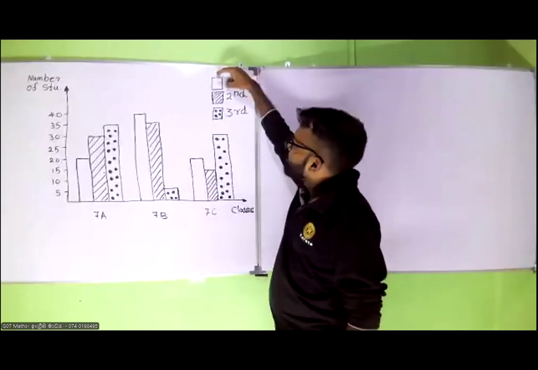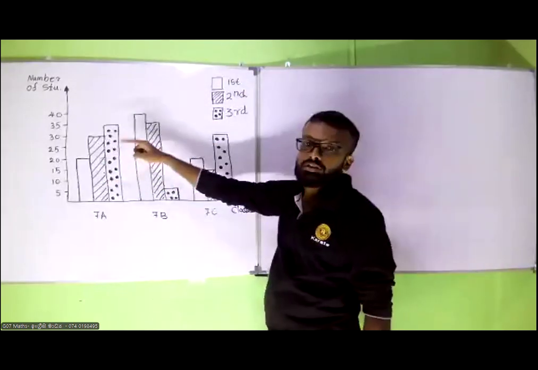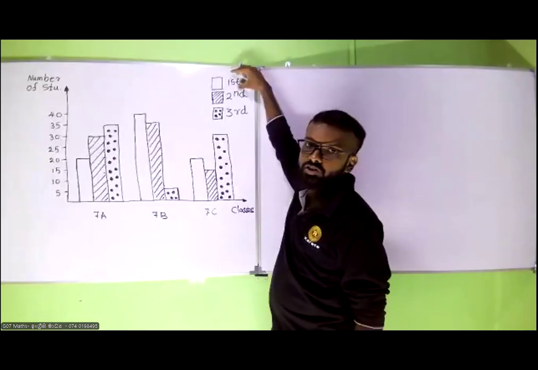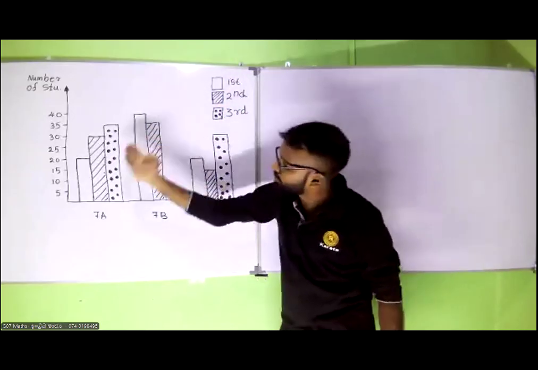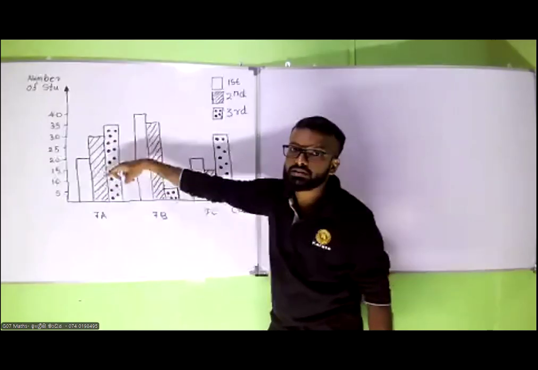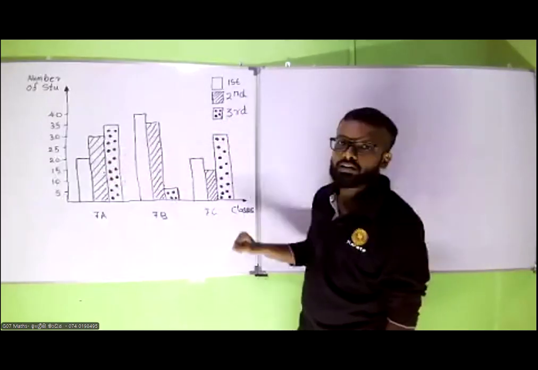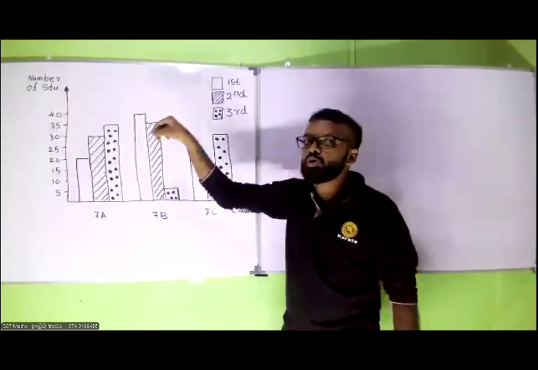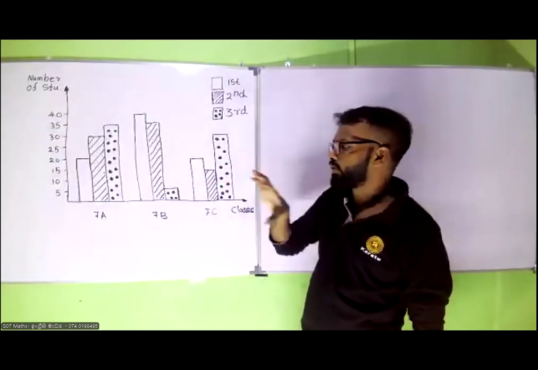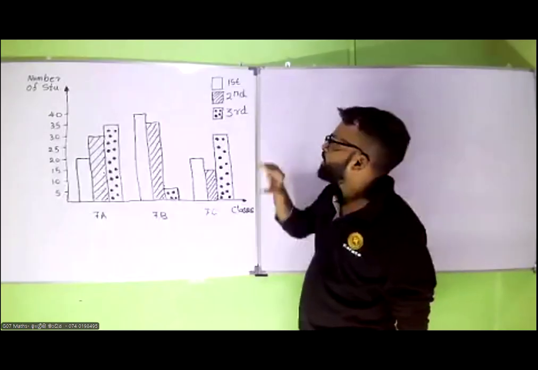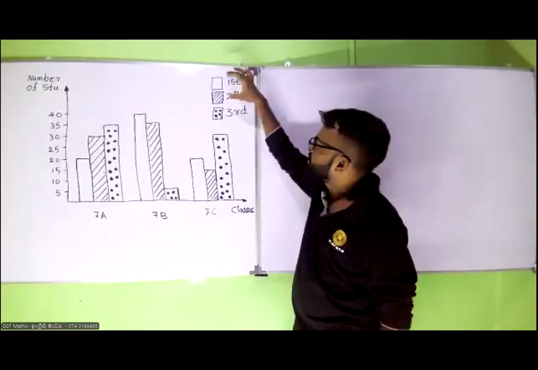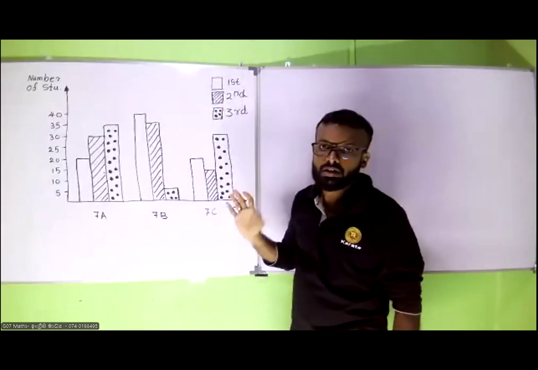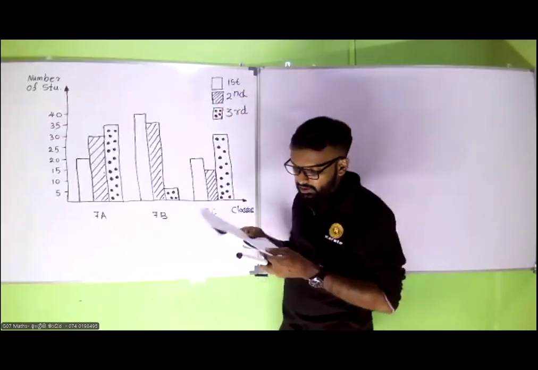So first column is first week. It is empty. Second week, diagonal strikes. This is my diagonal strike, so that I know that is second week. And third week, dot. So now by looking at this, I can directly identify first week, second week, third week. Okay, so let's go for the questions.